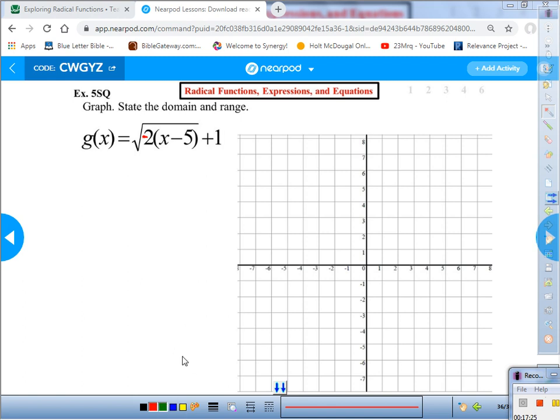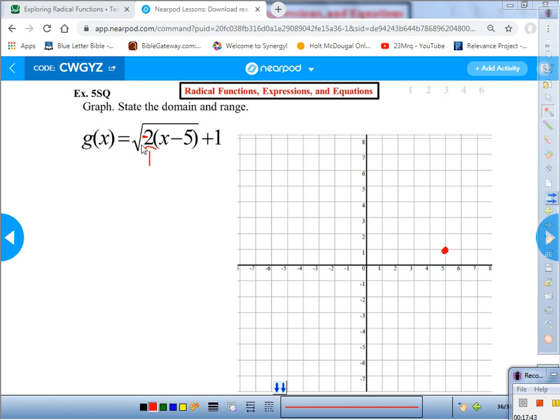First of all, what is our vertex? Tell your neighbor, vertex. 5, 1, yes? So here we go. 5, 1. All right. Now, if this was a regular function, I would go up 2 steps and 1 to the right. Is that correct? 2 steps up, 1 to the right.